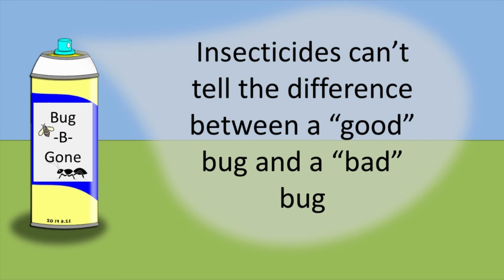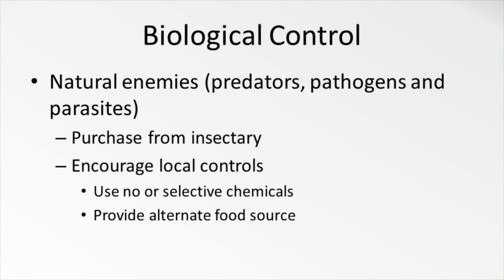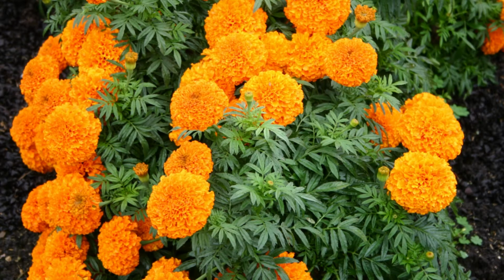You can also encourage natural enemies to visit your garden by providing them with alternate food sources. The minute pirate bug, Orius insidiosus, loves to eat thrips, but they also appreciate a snack of fresh pollen, so plant a few marigolds and you can make your vegetable garden a little more appealing to them.